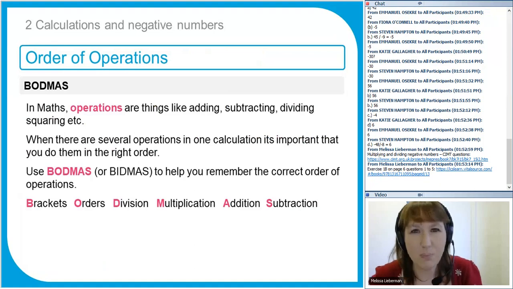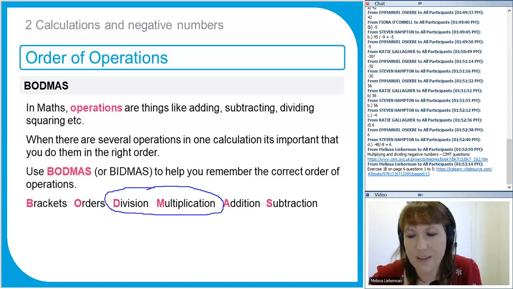You might have heard of BODMAS or BIDMAS. Some people find this a little bit confusing, some people it helps them remember. The thing to remember when you're using BODMAS or BIDMAS, which tells you the order that you're supposed to do the calculation in, is that division and multiplication have the same priority and addition and subtraction have the same priority. So it's not that division comes before multiplication, because these are both equal priority, and then addition and subtraction.